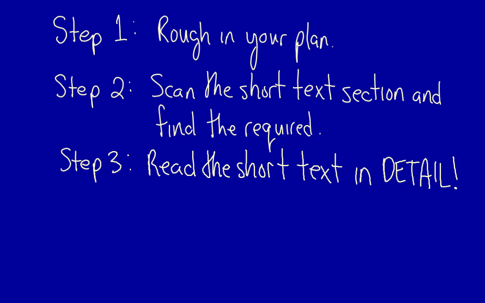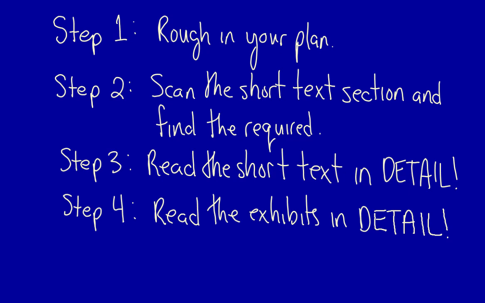What you will not likely get during this reading is the issues. Well, unless the case is in paragraph format. However, as long as you have pulled all of the important information from reading the short text in detail, then you should move on to step 4. Read the exhibits in detail. This is where you will most likely find the issues for each of the requireds in a standard case.